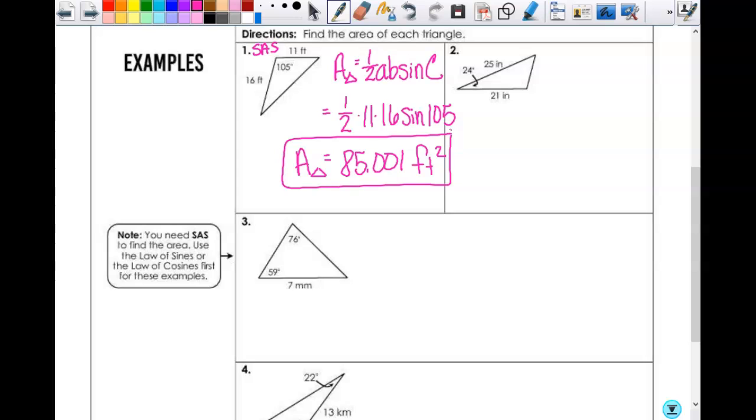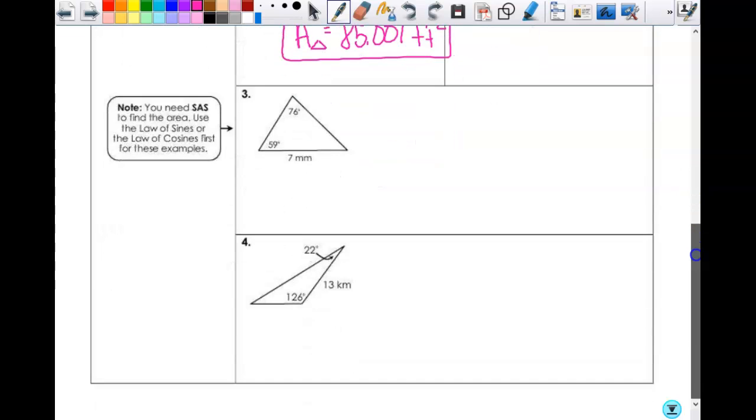All right, so let's look at number 3. On number 3, do I have a side, angle, side situation? No, I do not. On number 3, I have angle, angle, side. Right? Which means, if I have angle, angle, side, am I capable of finding some stuff? Yes, okay? And so if I can find the things that will help me with the area, then I'm good to go. So if it's angle, angle, side, what can I apply first? Law of sines or cosines?